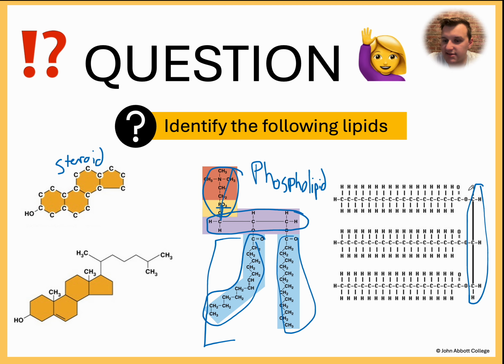Here I have a glycerol, right? You don't need to recognize that. What really made me think about this was the 3 tails that are here. 3 tails, this must be a triglyceride, right? Triglyceride.